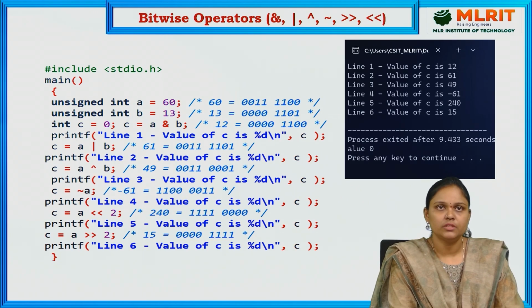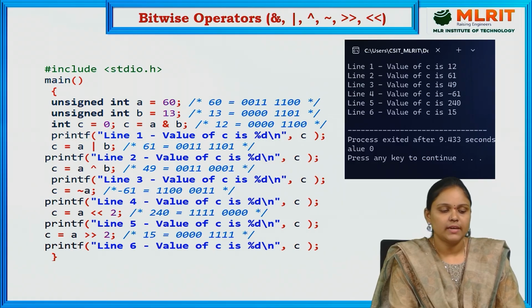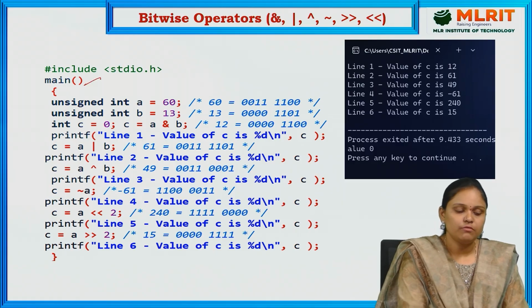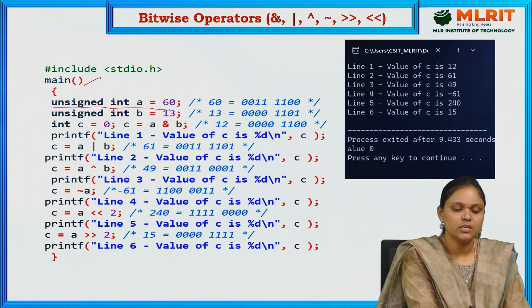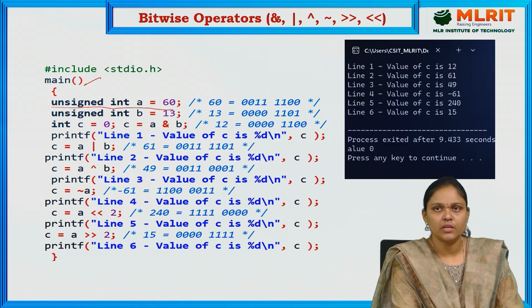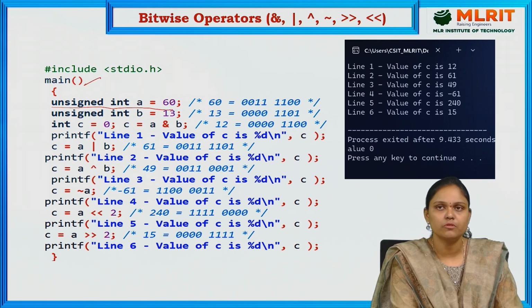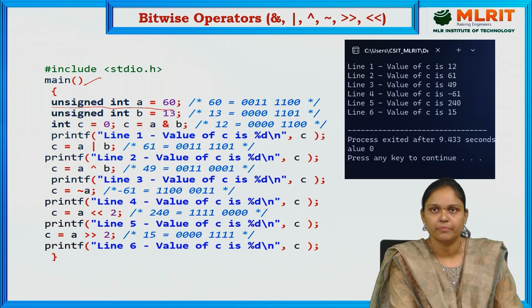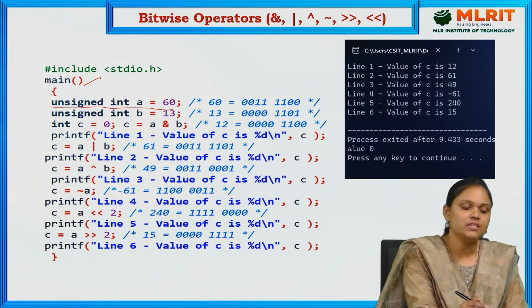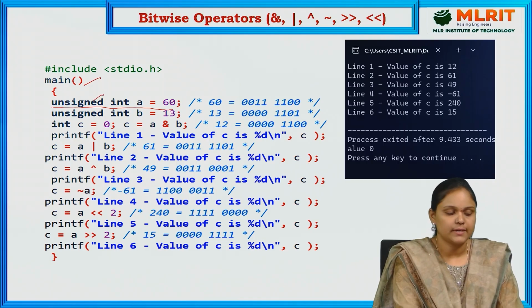Here is one example program for the bitwise operators. This is the header file, and the next is the main function, where we use unsigned int a is equal to 60. Int is a data type, as we know, and the unsigned keyword means we are using only positive numbers. Since we are dealing with bit level operations, the value should always be positive. If we use the signed keyword, we use both positive and negative values. Here we use only positive values, which is why we use the unsigned int data type.